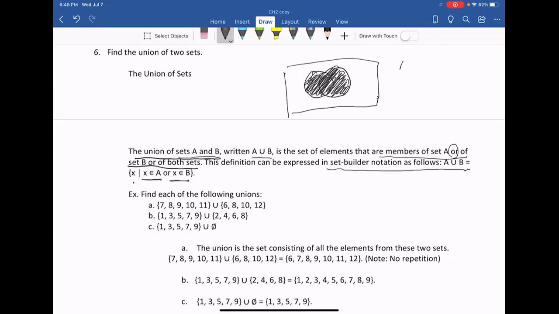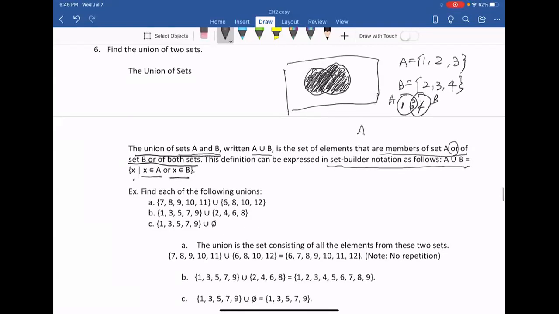For example, A equals 1, 2, 3. B equals 2, 3, 4. The intersection of A and B is 2 and 3. So A is 1, 2, 3. B is 2, 3, 4. So what's A union B?